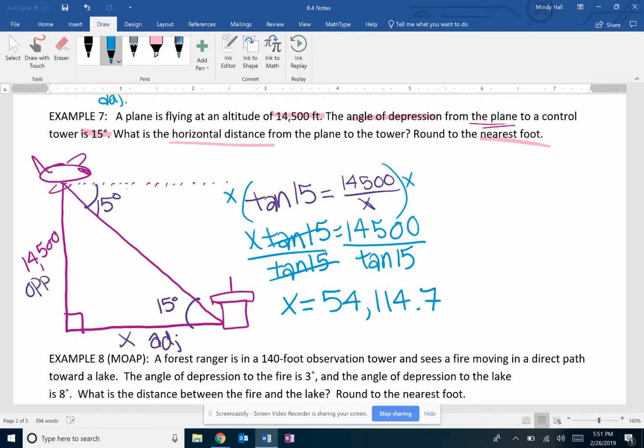54,114.7. So because we're rounding to the nearest foot, this 7, remember 5 and above, give it a shove, it is now 54,115 feet. And even though that may seem like a big number, remember that's only about 10 or 11 miles or so. And so if you're in a plane that's up 14,500 feet, you can see 10 or 11 miles because that's like standing at the top of Pikes Peak. So you can see really far out, even though that seems like a humongous number.